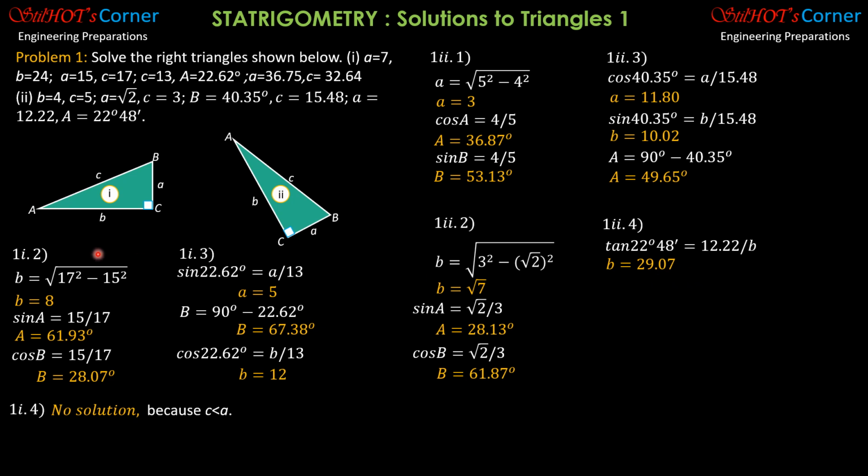To solve for C, we use sine of 22 degrees 48 minutes equals opposite side A, 12.22, over C. So C is 12.22 over sine 22 degrees 48 minutes, and that is 31.53 units. And finally, we have angle B. Angle B is simply 90 degrees minus angle A, 22 degrees 48 minutes. So angle B is 67 degrees 12 minutes.